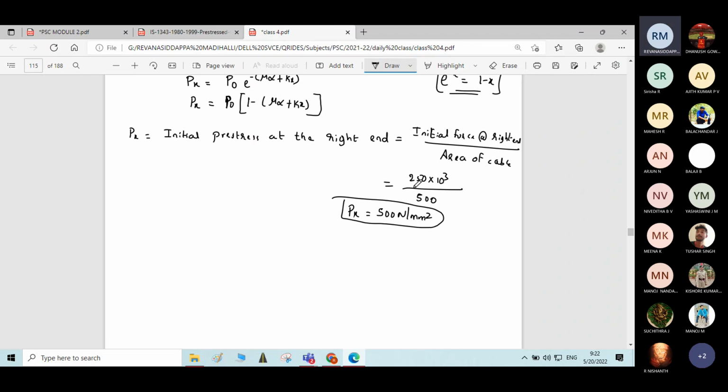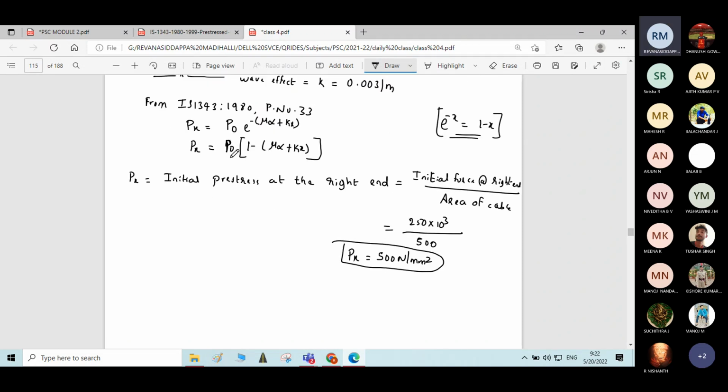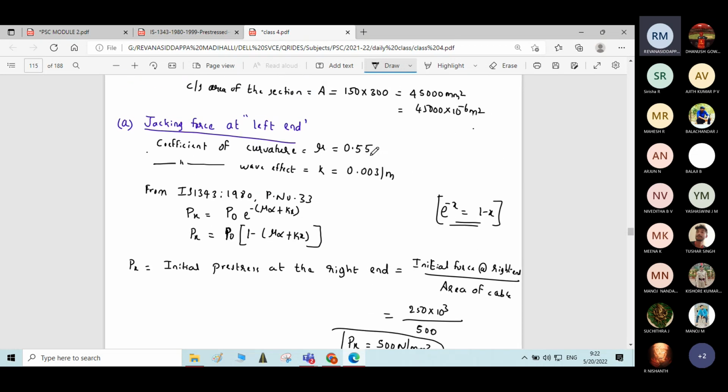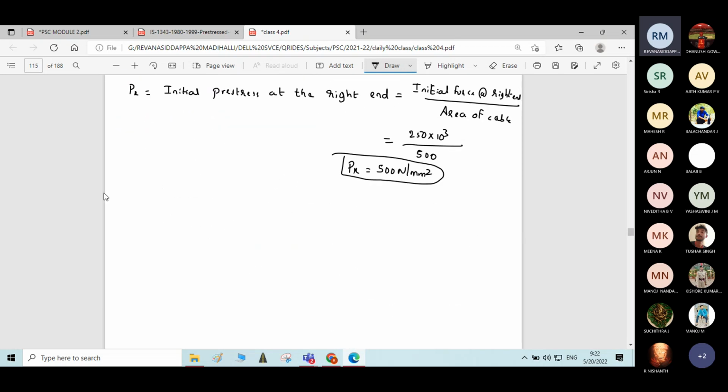Now Px is now P naught only, we have to calculate the initial pre-stress at the jacking end. If you come to know the initial pre-stress at the jacking end, you can calculate the initial pre-stressing force by multiplying by the area of the cable. Then what else is required? Mu. Mu is given in the problem. Mu is equal to 0.55.